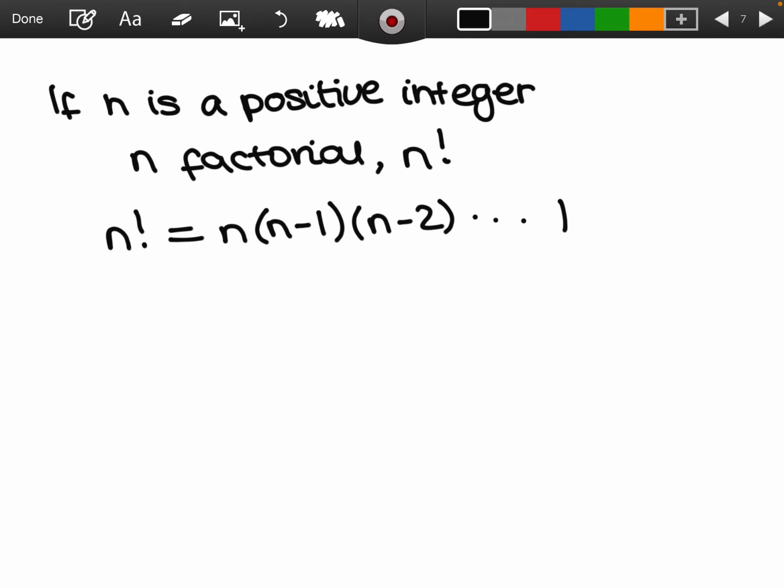So we just take that number n and we multiply it by every number that goes before it down to 1.